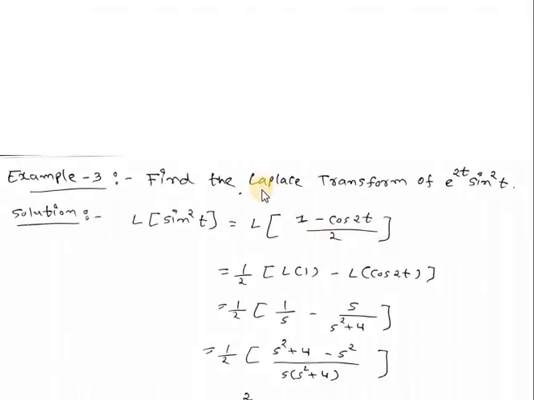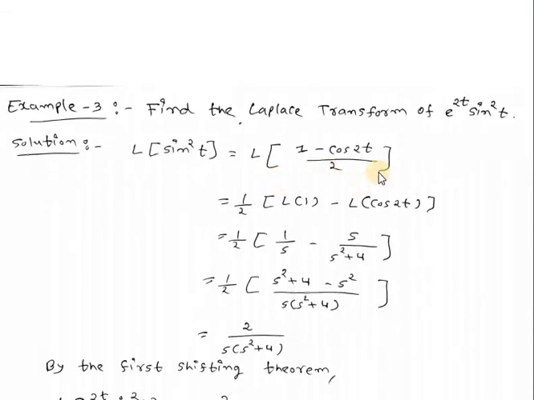Now let us discuss third example. Find the Laplace transform of e raised to 2t into sine square t. So first of all we will find out Laplace transform of sine square t. So here we will use half angle formula. So it will be (1 minus cos 2t) divided by 2. So this can be written as 1 by 2 (Laplace of 1 minus Laplace of cos 2t).